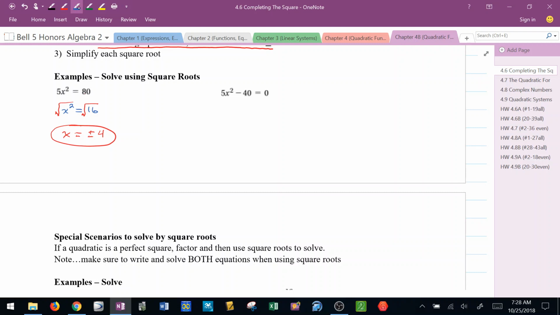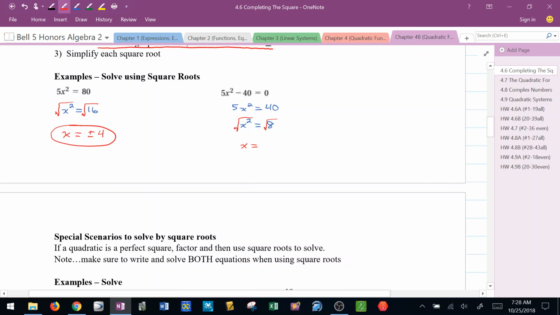So on this next one, I've got to get x squared all by itself. I know square roots will work because there's no b value. So I'm going to add 40. 5x squared is equal to 40. And then I'm going to divide by 5, and I get x squared is equal to 8. x squared is now isolated, so I can take its square root to get x. Whatever I do to the left, I do to the right as well.